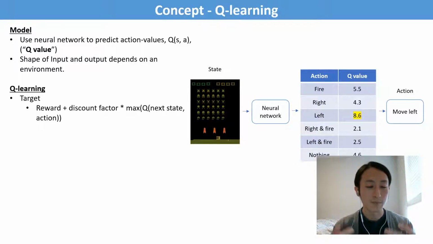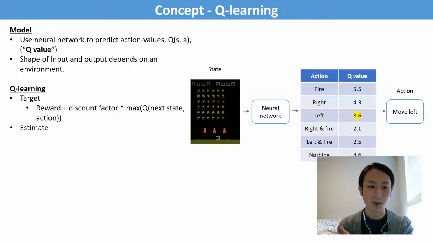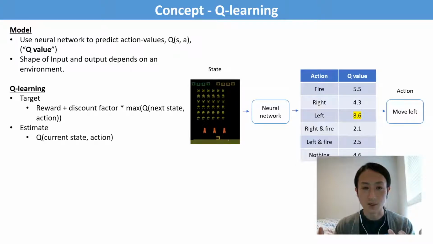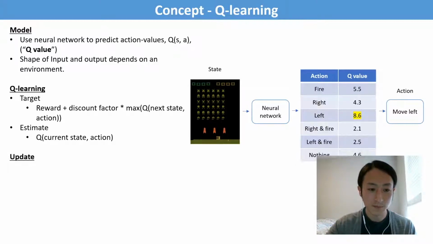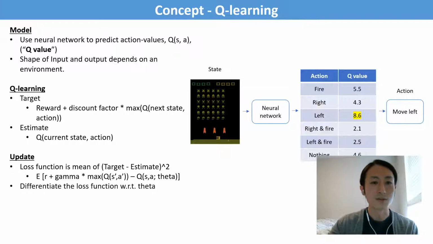So we prepare a target data, which is shown in this equation, and on the other side, we are going to prepare the estimate value, which you can make by this. And then the point is, you just take a difference, and then you take the square of it, and then you take the mean, which is the mean square error, which is going to be the loss function.